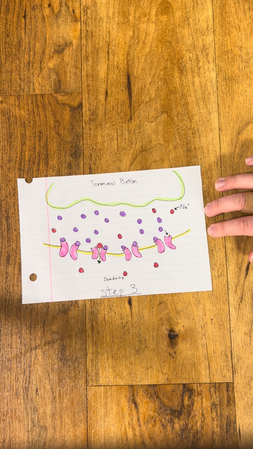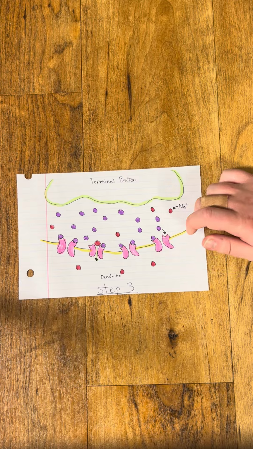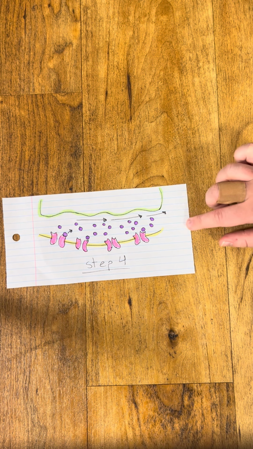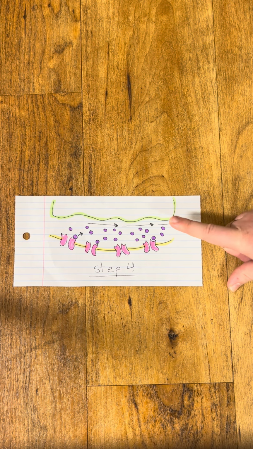The next step involves the actual communication from one neuron to another. This occurs when the neurotransmitters cross the synaptic cleft, this gap right here, and bind to these receptor sites, which allow for sodium ions to flow through and into the dendrite. Once that is done and the neurotransmitters have bound with the receiving neuron, they are signaled to leave the synapse because the following steps cannot occur if the neurotransmitters are still inside.